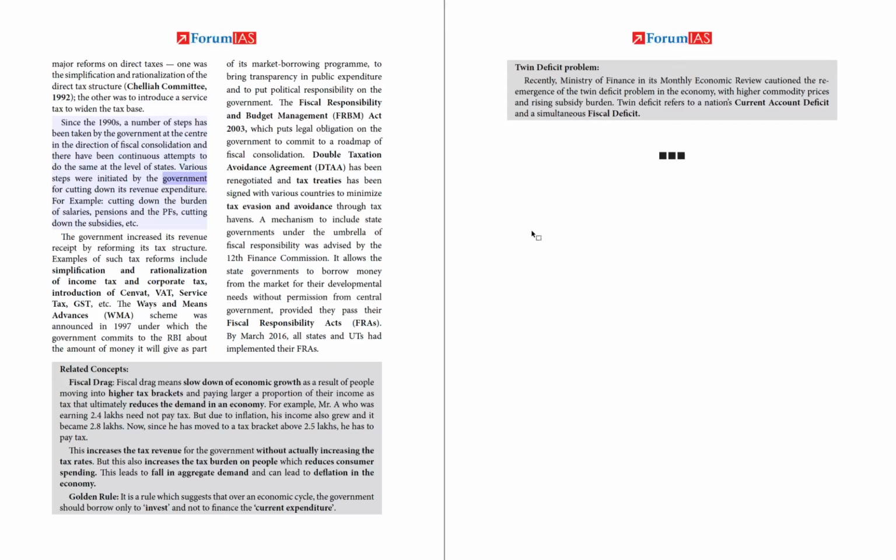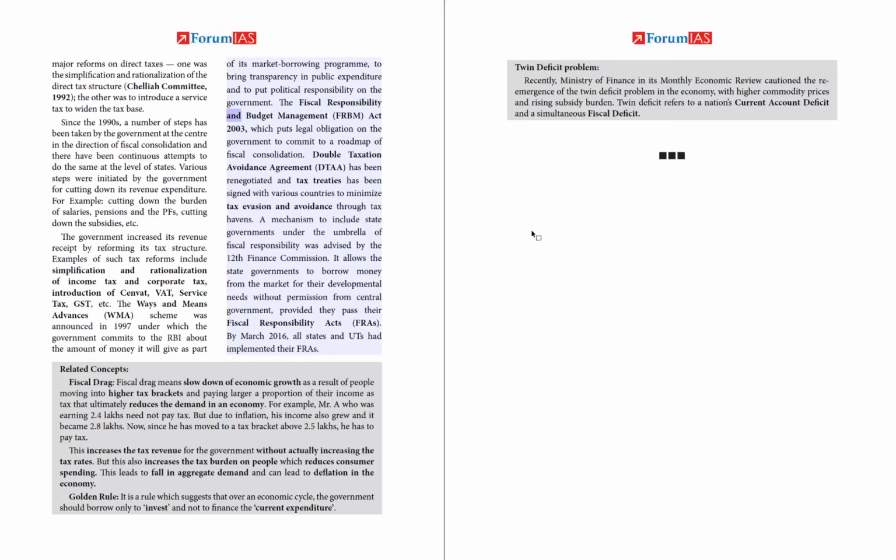Various steps were initiated by the government for cutting down its revenue expenditure. For example, cutting down the burden of salaries, pensions, and PFs, cutting down the subsidies, etc. The government increased its revenue receipt by reforming its tax structure. Examples of such tax reforms include simplification and rationalization of income tax and corporate tax, introduction of SENVAT, VAT, service tax, GST, etc. The Ways and Means Advances (WMA) scheme was announced in 1997, under which the government commits to the RBI about the amount of money it will give as part of its market borrowing program to bring transparency in public expenditure and to put political responsibility on the government.